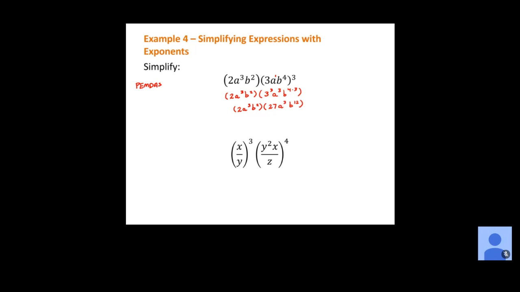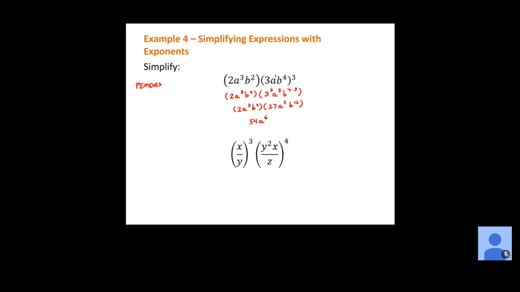All right, now at this point, we only have multiplication left. So now I'm going to do my multiplication. We can actually multiply the 2 and the 27 together. So 2 times 27, that should be 54. Now we have an a to the third and an a to the third. And remember, when we multiply, we're going to add those exponents. So when we add 3 plus 3, that's going to give us 6. So we get a to the 6th power.